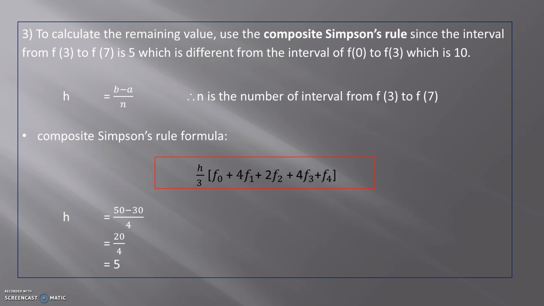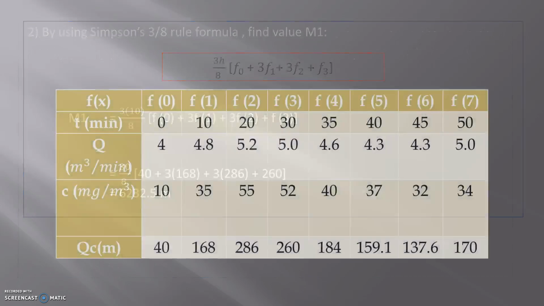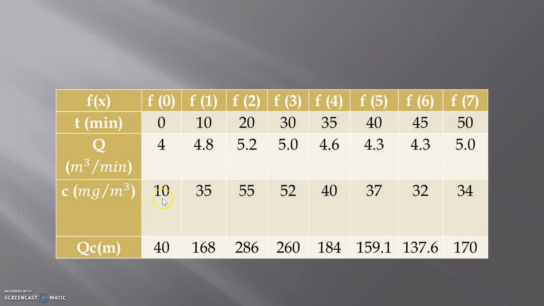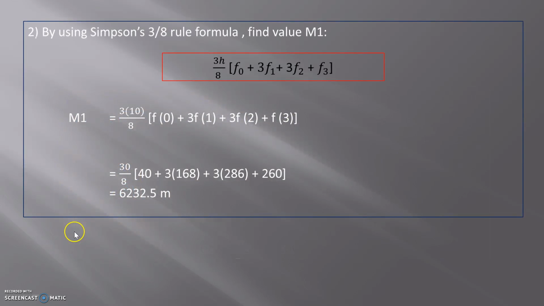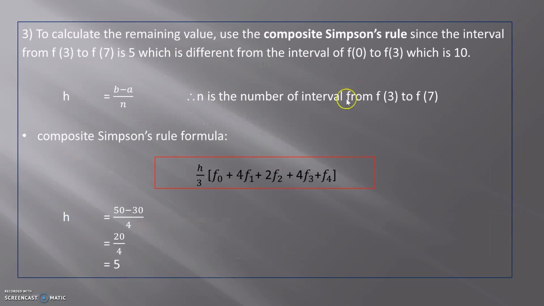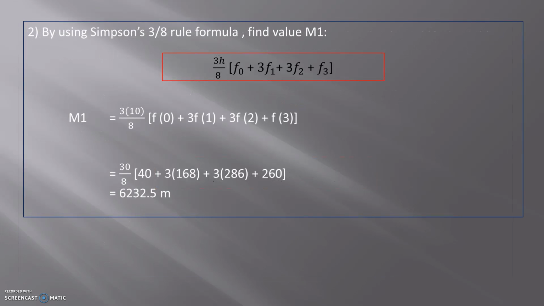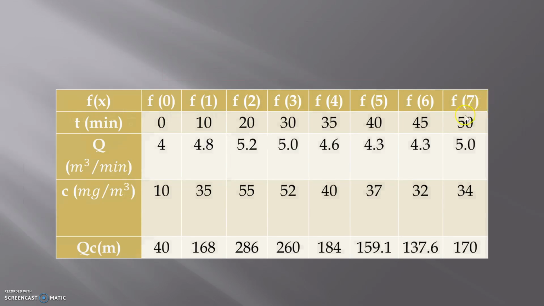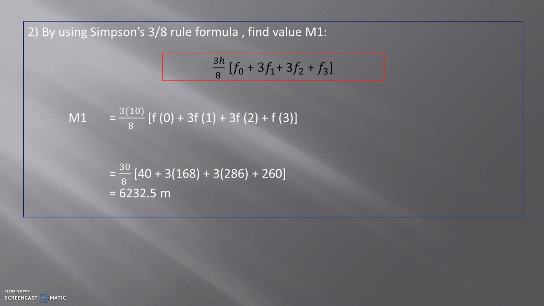Then to calculate the remaining value of the data, which is from the data of function of 3 until function of 7, we need to use the composite Simpson rule, since the data from function of 3 until function of 7 are having the interval of the increment of 5.